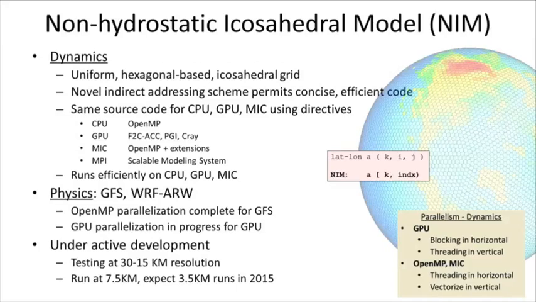The model is under active development. We're right now testing at between 30 and 15 kilometer resolution. We have made some runs at 7.5 kilometer resolution. We expect 3.5 kilometer resolution for this global model in 2015. At 3.5 kilometer resolution, there are 42 million of these grid points that you see here in this view of the icosahedral grid, and it uses 96 vertical levels.